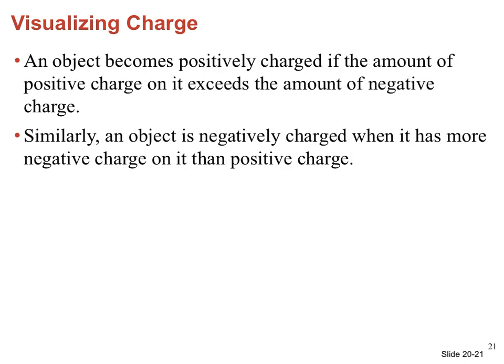So an object can become positively charged if there's more positive than negative charges. Or similarly, an object can become negatively charged when it has more negative than positive. Now, there is a golden rule for this, and that is that electrons are the only things that can move. And we'll talk more about that as we go through this unit.